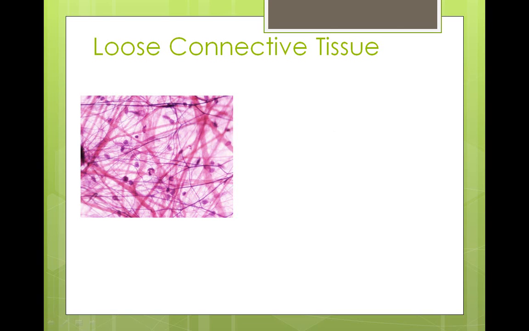The next type of tissue to talk about is connective tissue. And there are two types of connective tissue, but I'm going to treat them separately. The first is loose connective tissue. Loose connective tissue is going to have the following components.